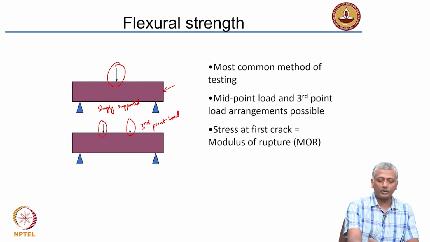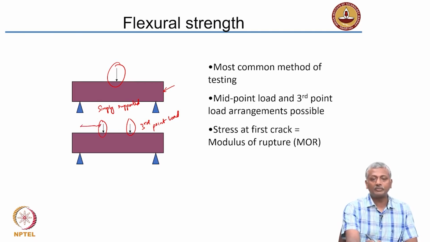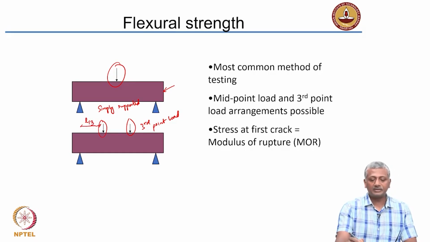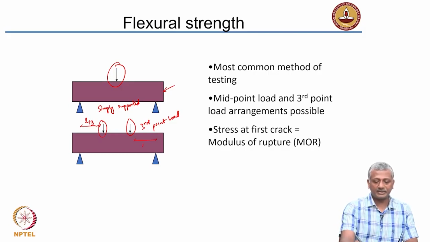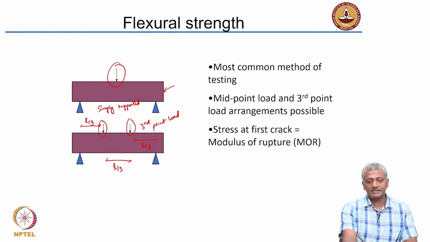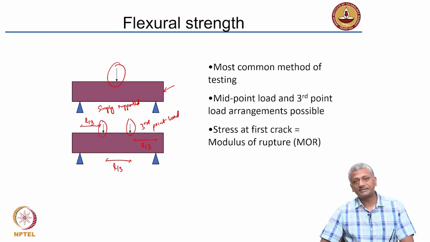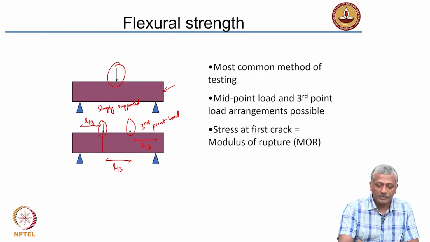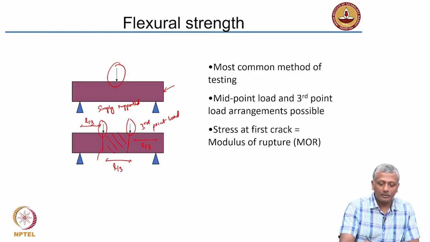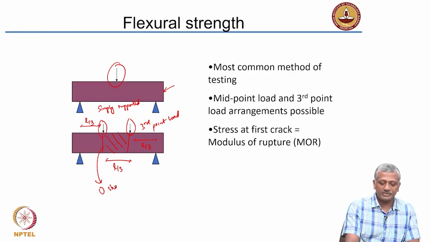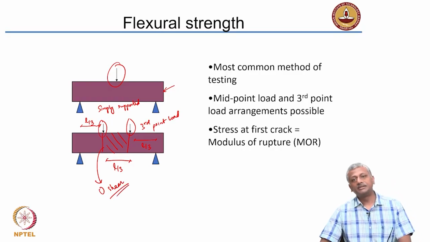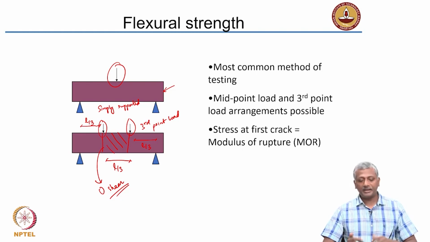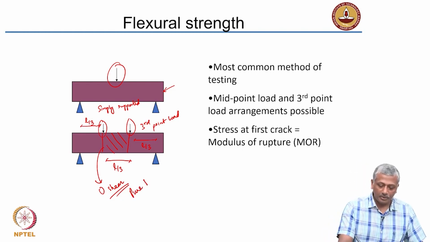Why is it called third point load? Because the distance of the load from the corners is exactly 1/3 of the span. This distance exactly 1/3 of the span. So, the distance in between the loads is also 1/3 of the span. Okay. Now, the interesting part here is when you do this third point load test, you get a large zone here between the loads where shear is 0. You do not get any shear between the two third point loads. You do not get any shear, you get pure bending, okay, pure bending.